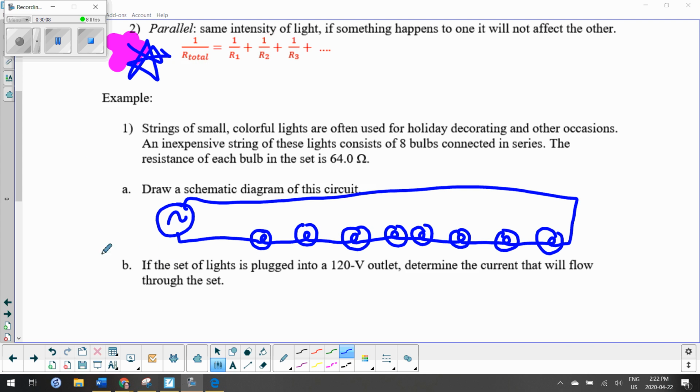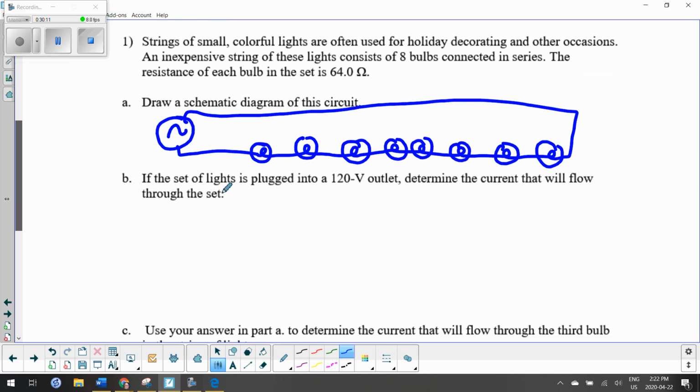The next question is asking, if the set of lights is plugged into a 120 volt wall outlet, so that is representing my voltage. I'm going to put it off to the side: V equals 120 volts. Determine the current that will flow through. I know that I still need R. R's not here, but is there any information up here that tells me what R is? It says the resistance of each bulb is 64.